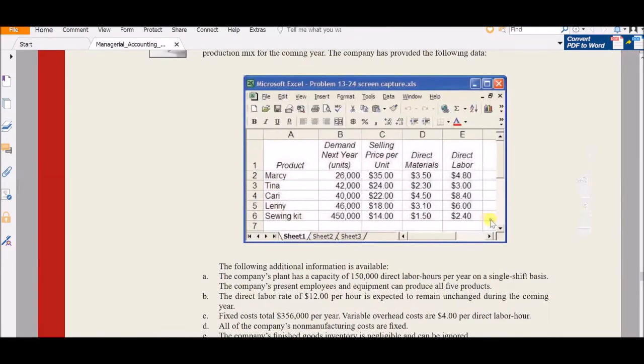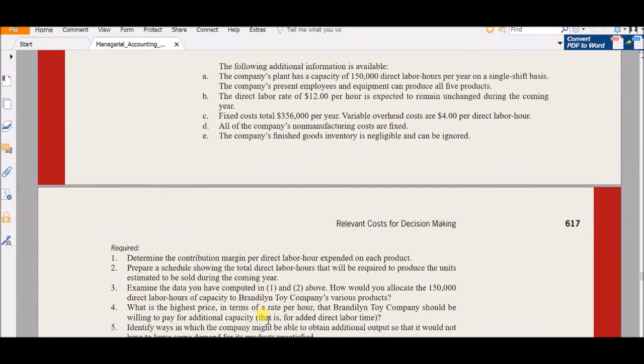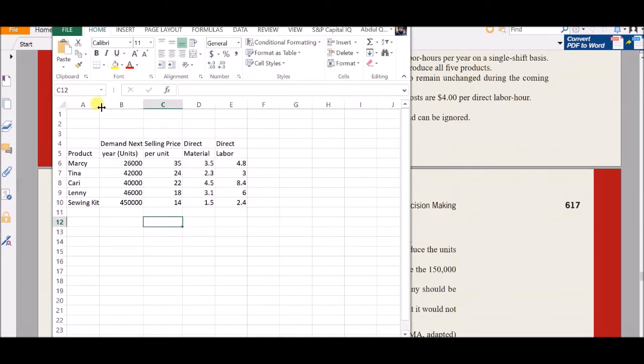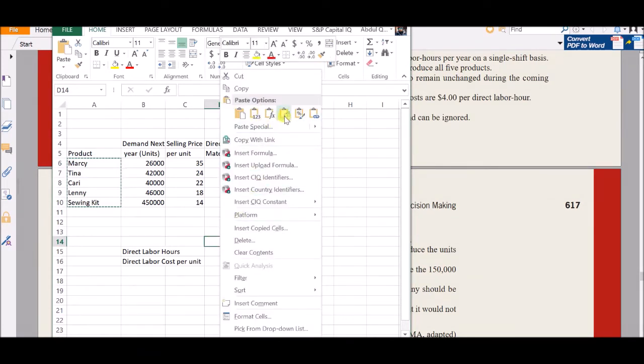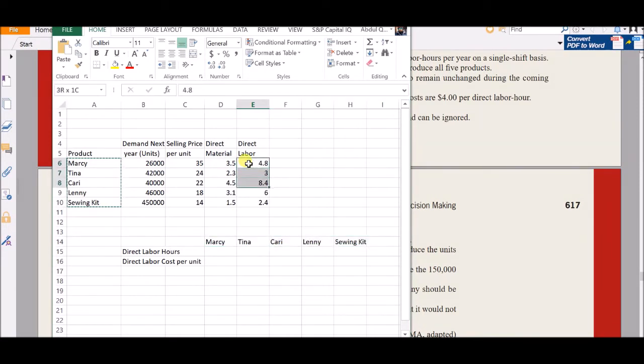These are the information I took from this table. First, we need to calculate direct labor hours. We have the direct labor cost per unit that is given. These are our 5 products, and these are the direct labor cost for each unit of each product.